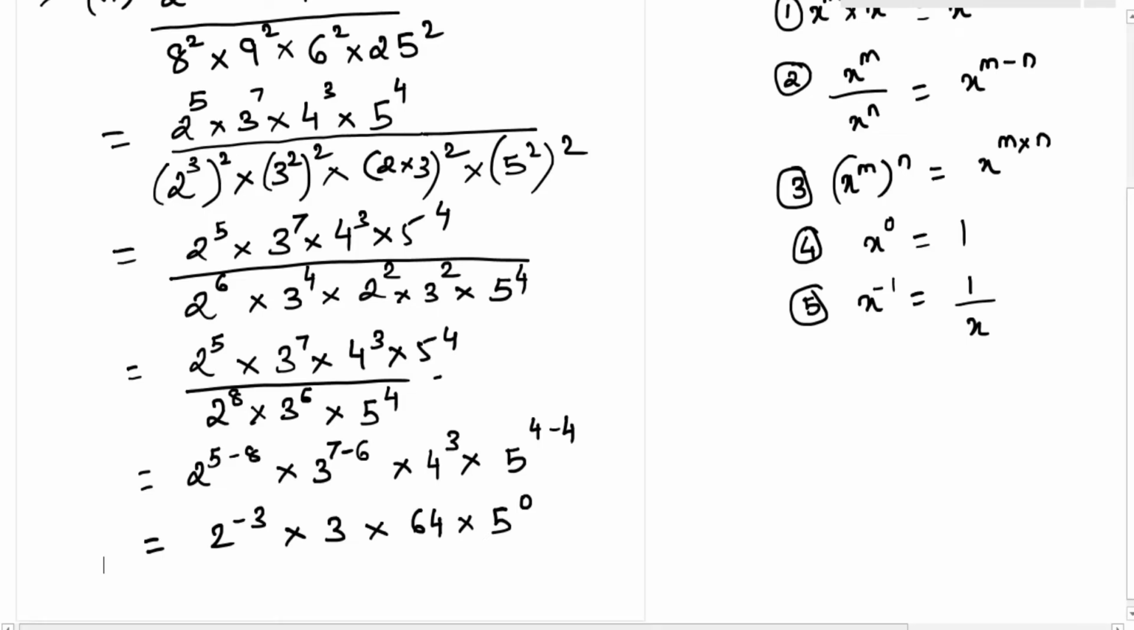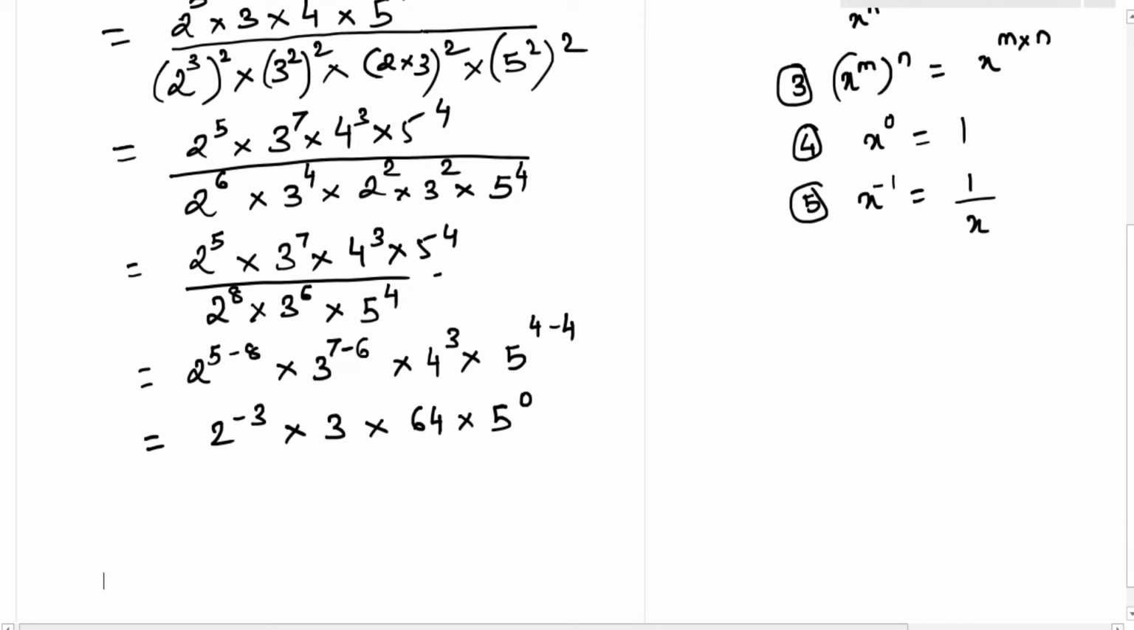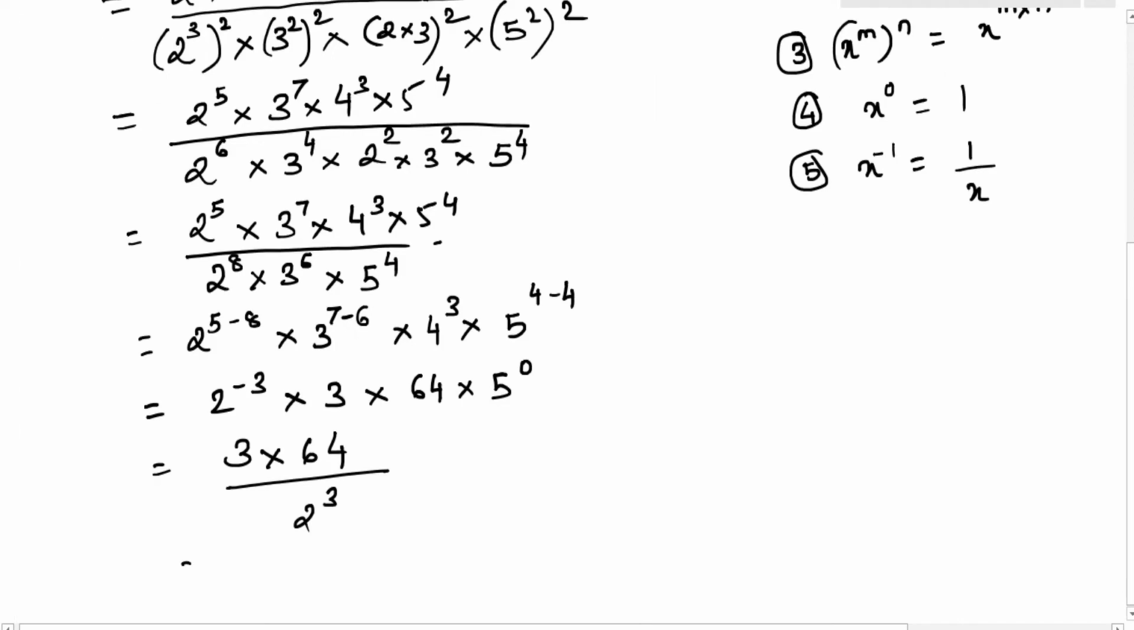So further you can write down 2 to the power minus 3, we will shift it to the denominator, and we'll write down 3 into 64 into 5 to the power 0, which is 1 only, so no need to write it down. That will become 2 to the power 3. 3 into 64 upon the cube of 2 is 8, and 8 8s are 64. At last we are getting 3 8s are 24.